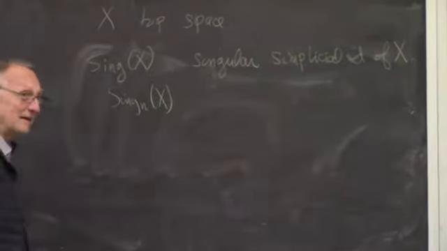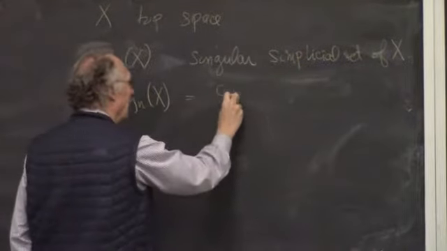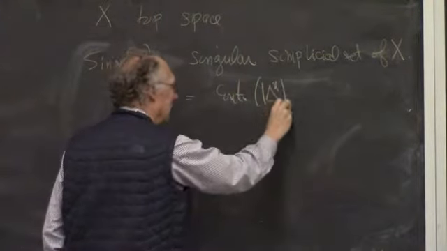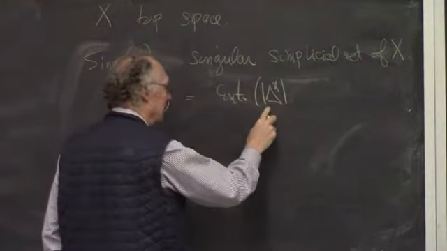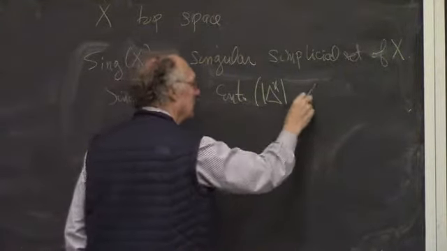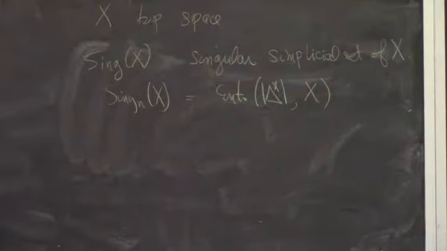That's a set. It's a set of continuous maps from delta n, let me denote it that way. You'll see why I put the bars on. This is the geometric n simplex into X. Continuous maps of the n simplex, that geometric object, into X. So that's a set.